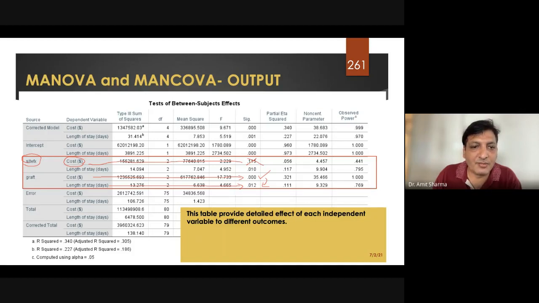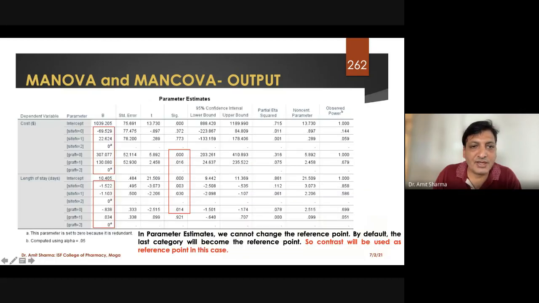So like this we have to compare. And the last one is the parameter estimate. This will let you know that if you switch the treatment, for example, if you are treating the patient with autograft biomaterial, and you switch to autograft, then how much it is going to affect the cost and how much it is going to affect the length of stay.